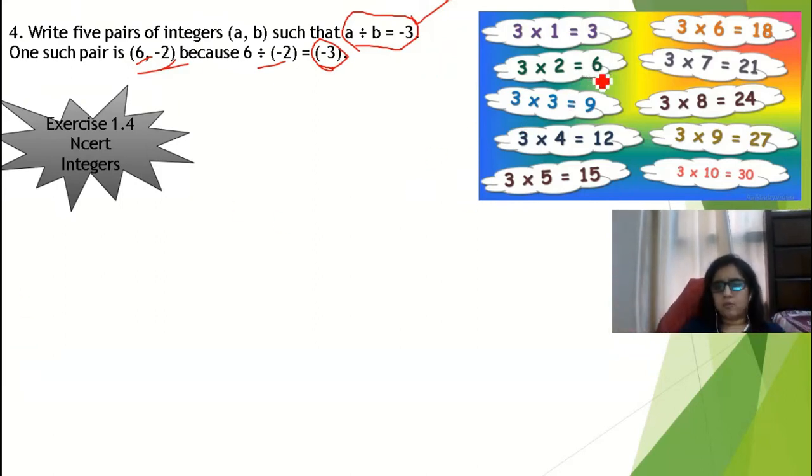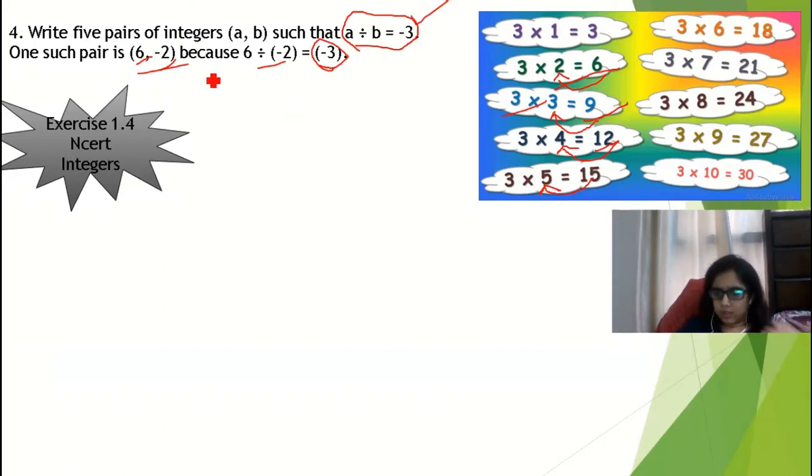If you see the table of 3, here 6 divided by 2 equals 3. So you can take any pairs, just like if you take 9, if you divide 9 by 3, you will get the answer 3. If you divide 12 by 4, you will get the answer 3. If you divide 15 by 5, you will get the answer 3. So you can take any pair of integers to solve this.